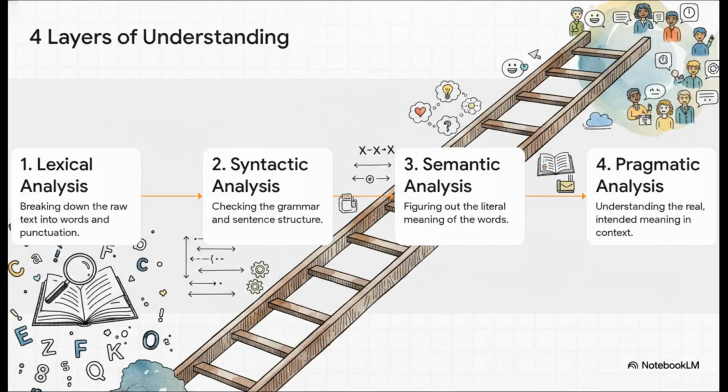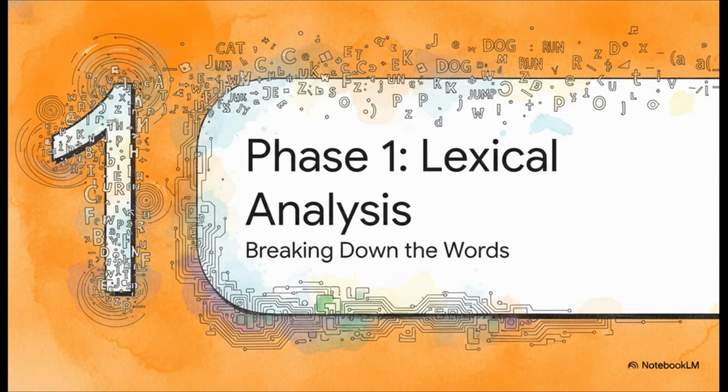And here is that ladder. These are the 4 essential layers of natural language processing, or NLP. We're going to start at the very bottom with lexical analysis, then work our way up through syntactic, semantic, and finally all the way to the top, pragmatic analysis. All right, phase 1, lexical analysis.